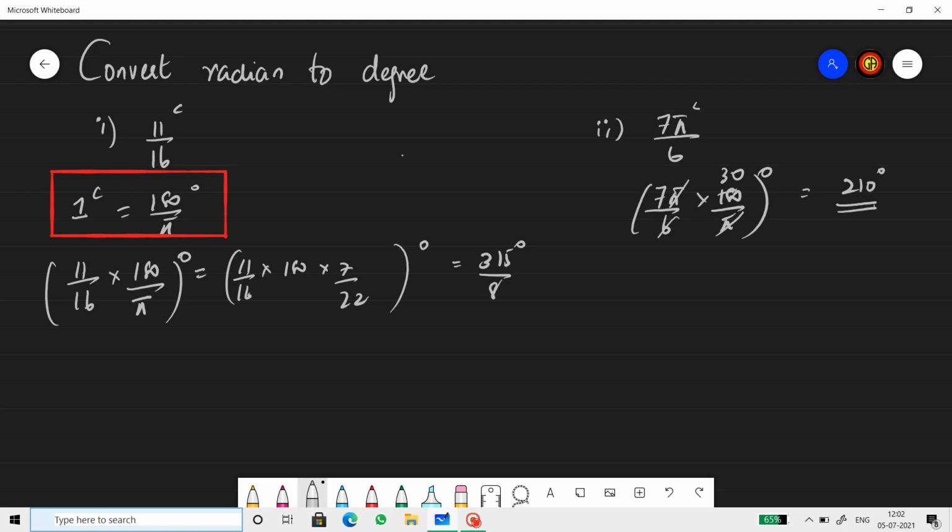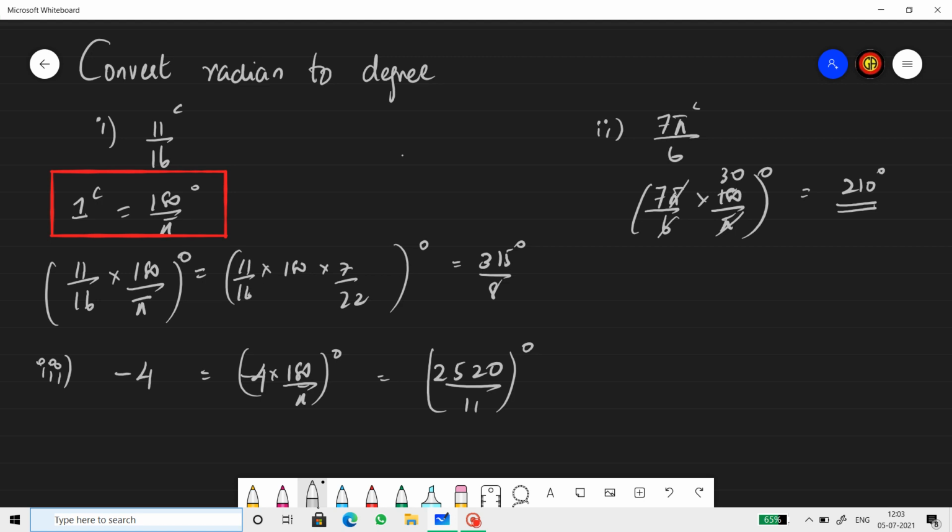Understood? So this is how we convert radian to degree. Sometimes when you want to express radian in degrees, you should be expressing it to the nearest seconds. Let's take one more sum. Let's take minus 4 radian, and we need to convert this into degrees. So minus 4 into 180 by pi. This way we get the degree form of it. That will give us 2520 by 11 degrees.